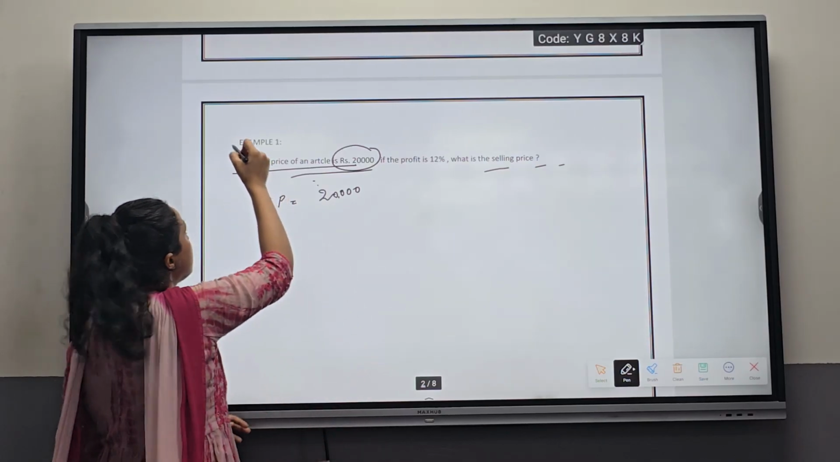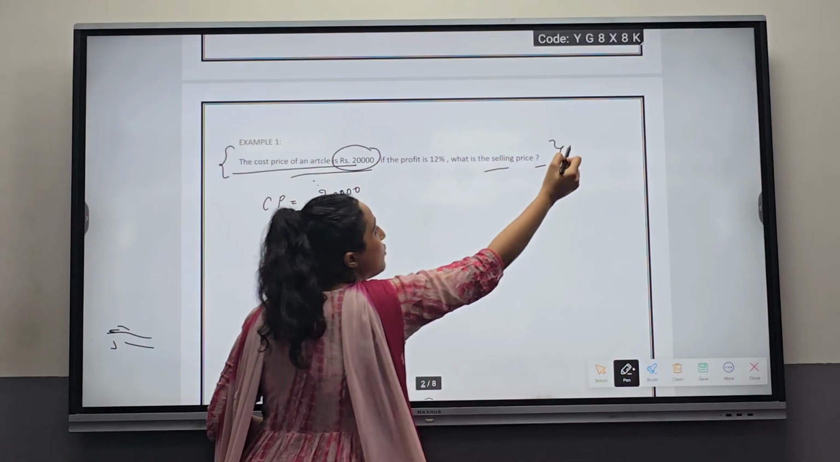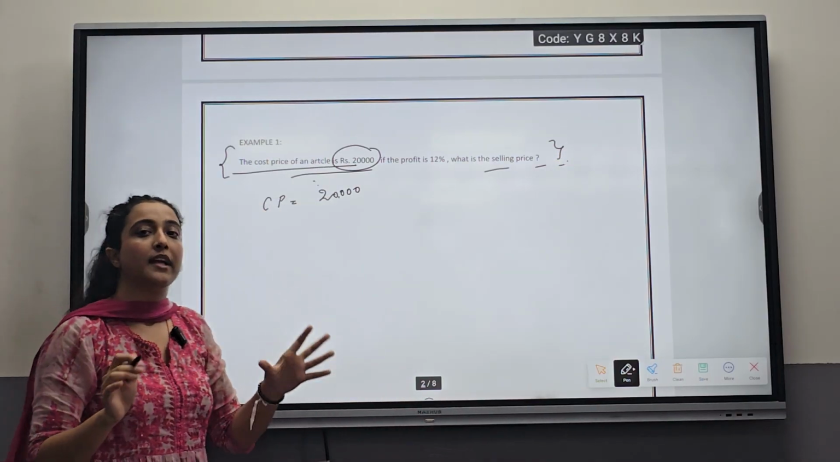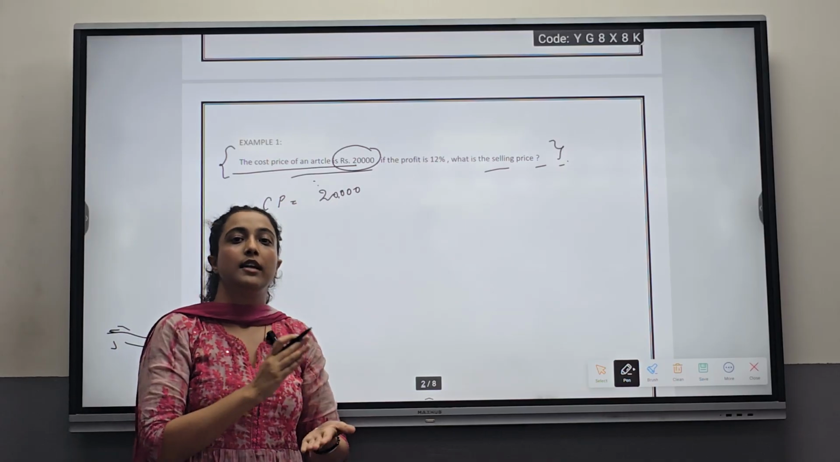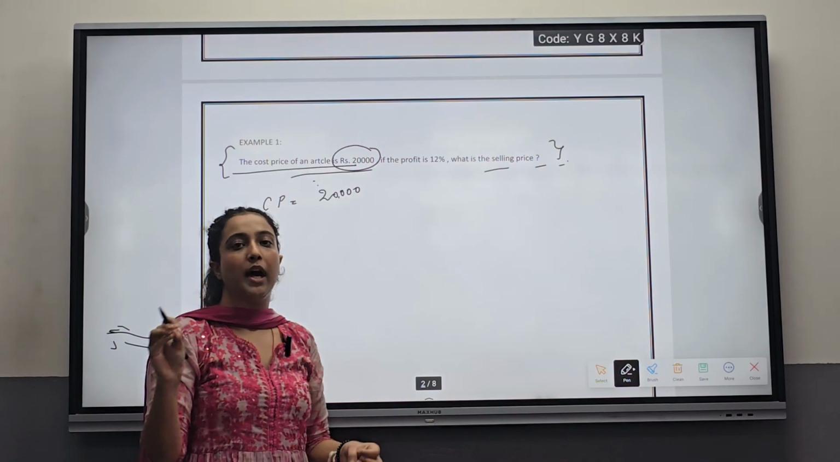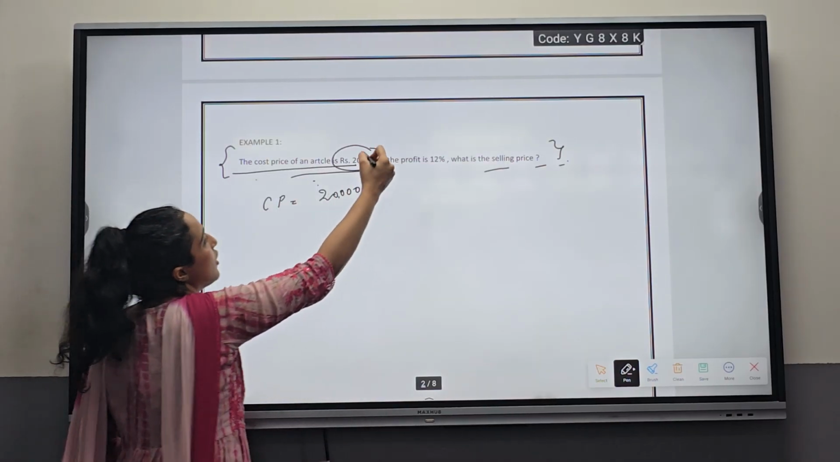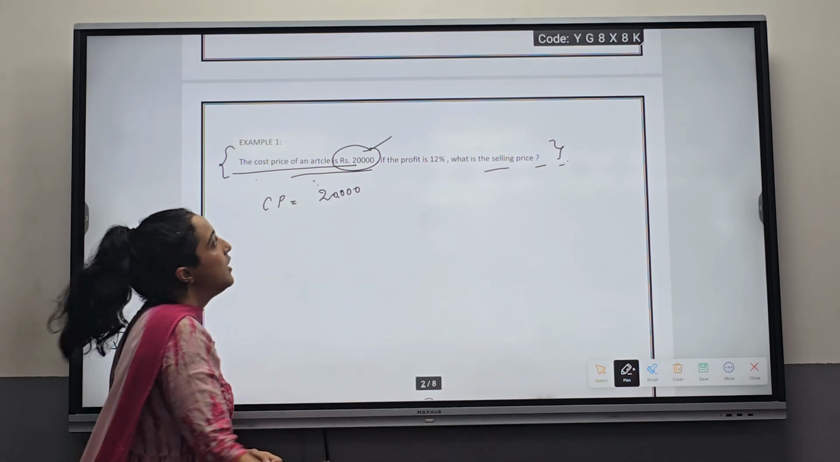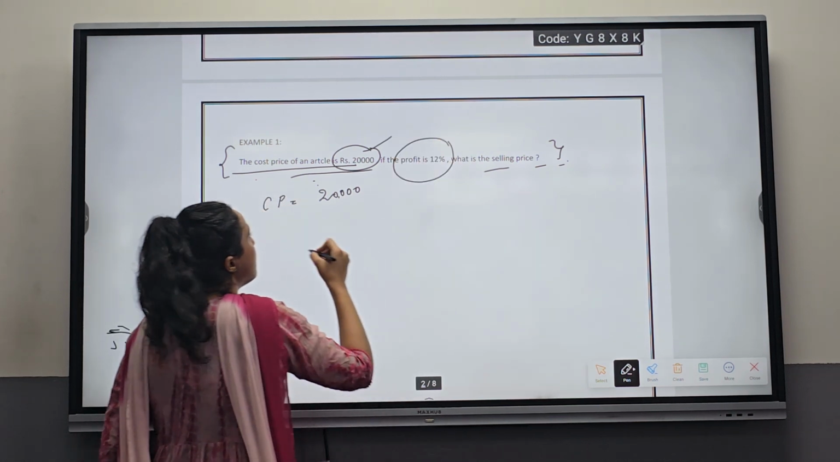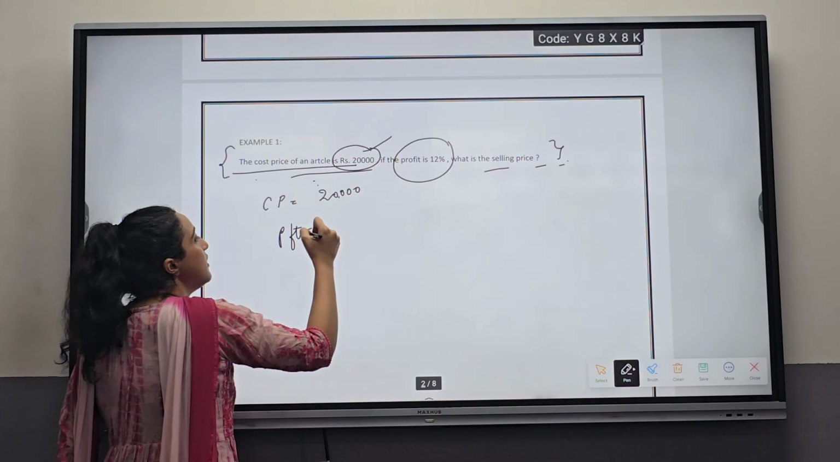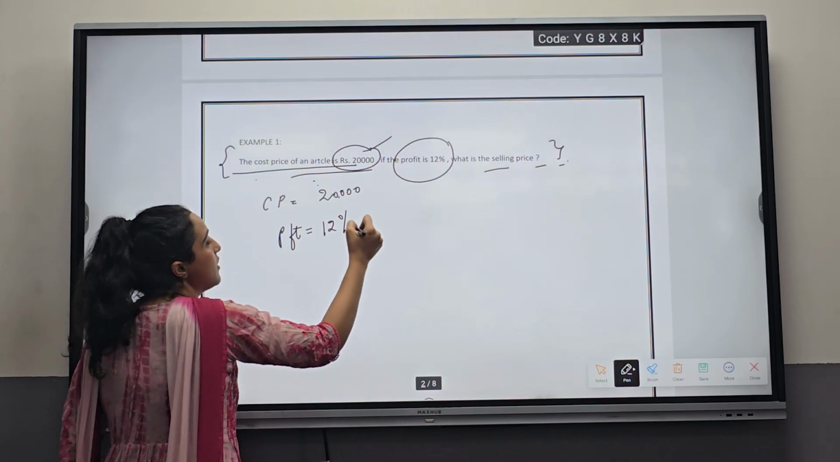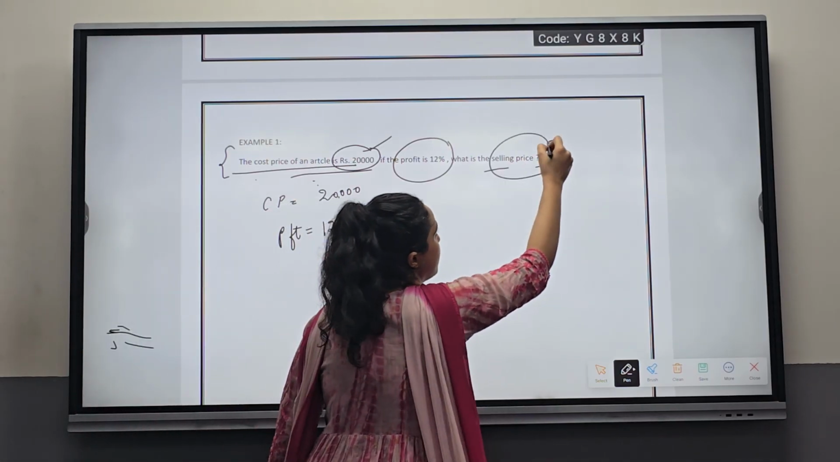So a question is in a statement form. What you will do is convert it into a form that is easier for you to notice, so that you do not miss any part of the information mentioned in the question. So the cost price of this article is 20,000. Profit is also given to you. Profit is 12%. What is the selling price?